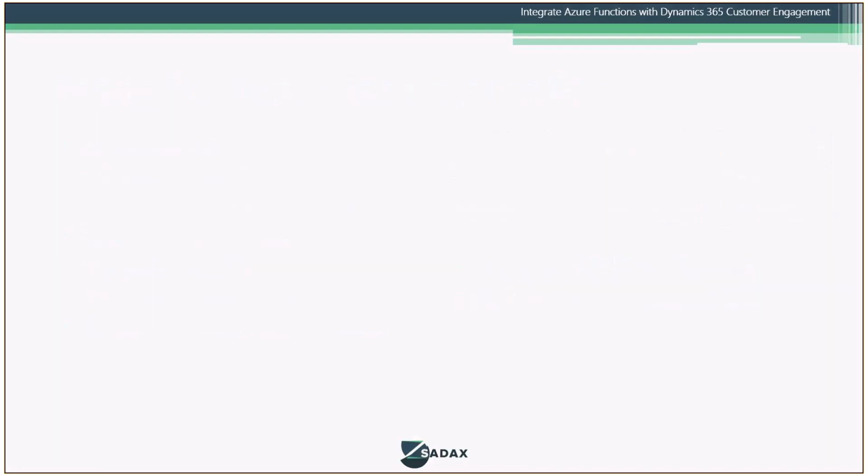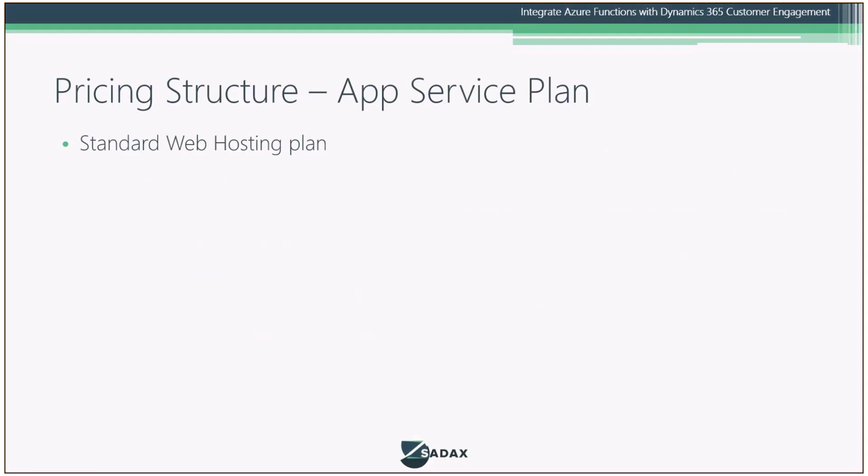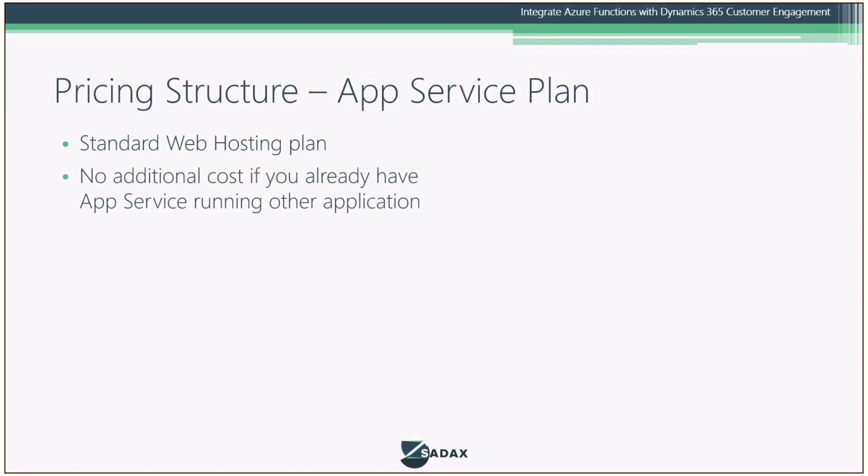The second pricing model is the app service plan. So the idea in this case is if you already have an app service where you're running websites or web services, then what you do is you simply reuse that to host your Azure Functions. And at that point, there is no additional cost because you already have an app service. You're already paying for that storage, for that hosting capabilities, and you basically just connect your Azure Functions to it.